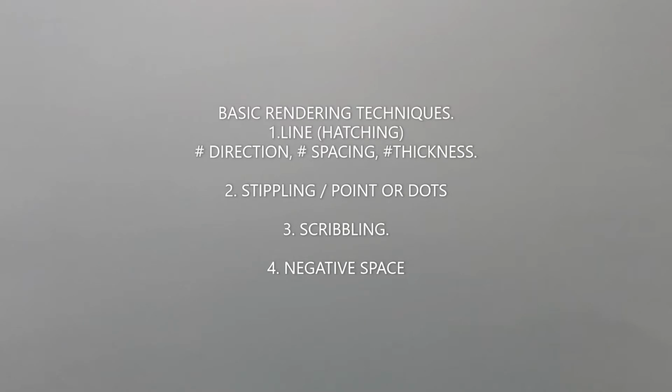So basically we can divide this into surface texturing, meaning the texture of the surface of that particular object, and the second one is the shade and the shadow. This deals with the direction of light and other things.